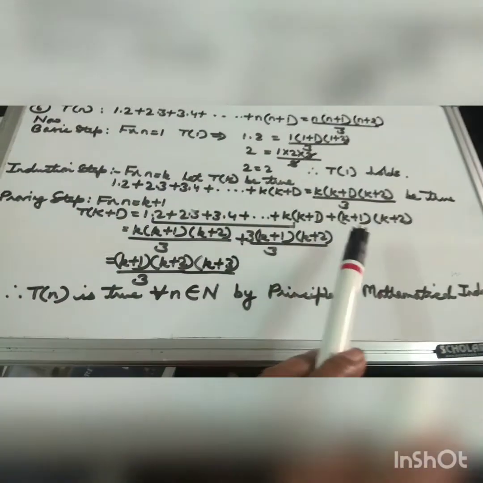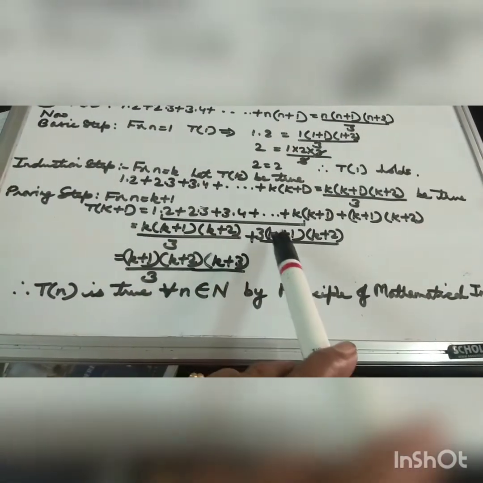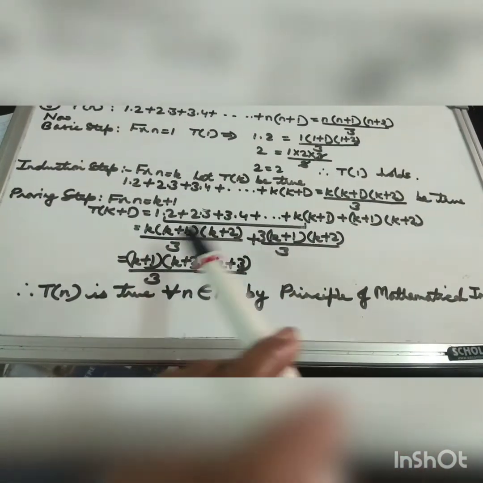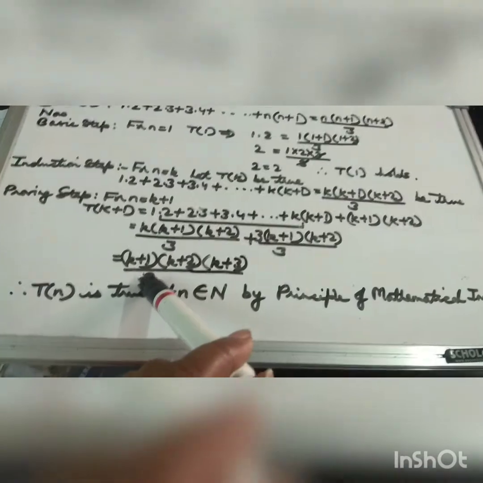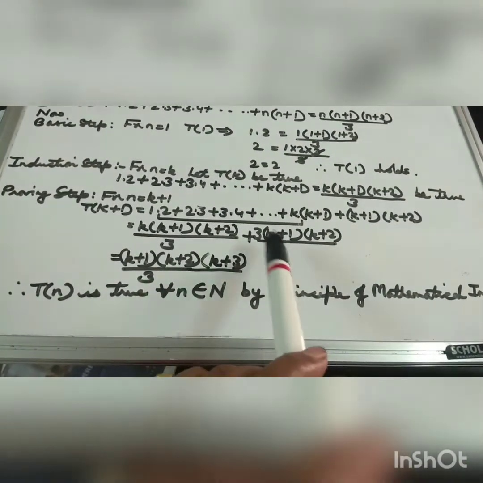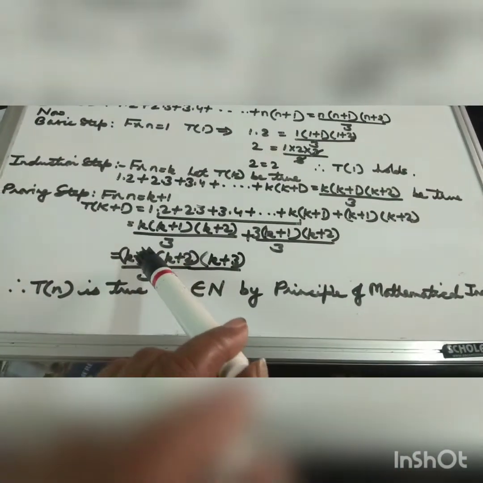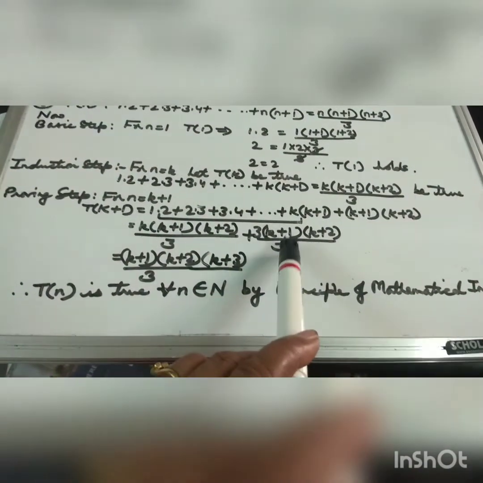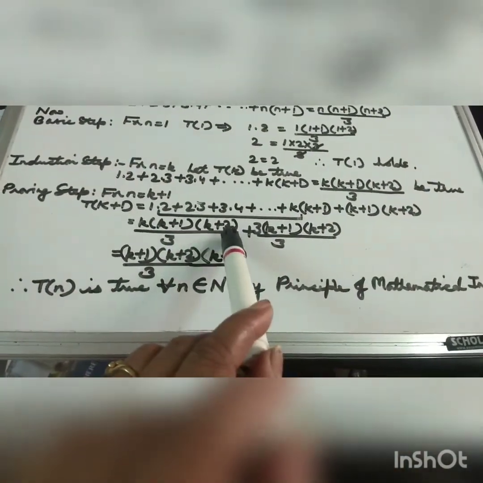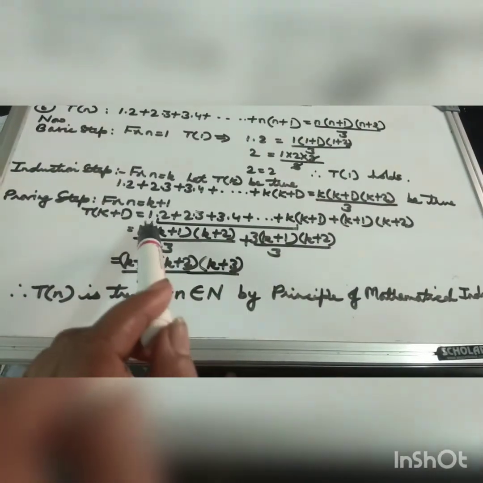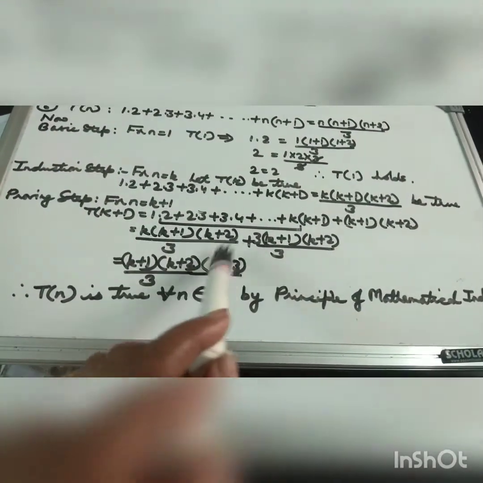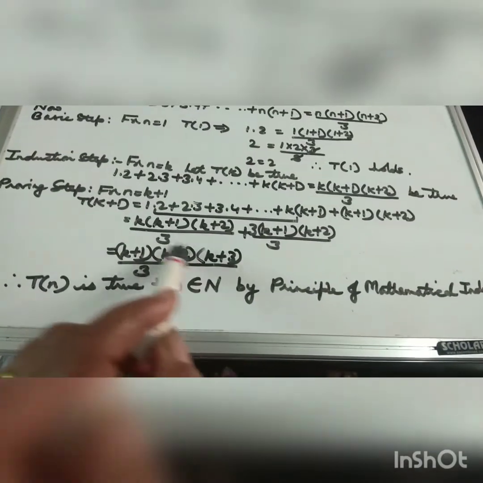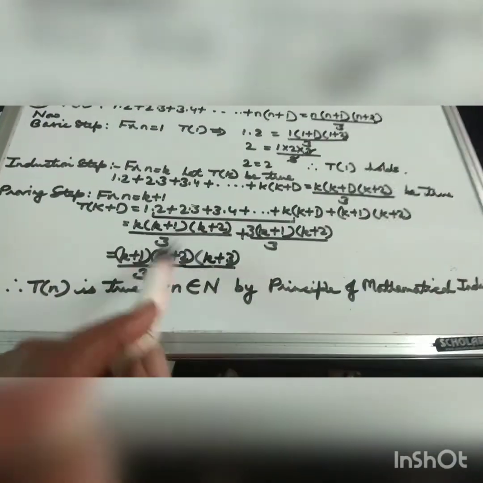Now the next term I have multiplied and divided by 3 because I want to take 3 common throughout. That is, the LCM becomes 3 here. Now k plus 1 and k plus 2, if you take common, because both are common here as is here, the last bracket will be k plus 3. So as simple as possible.